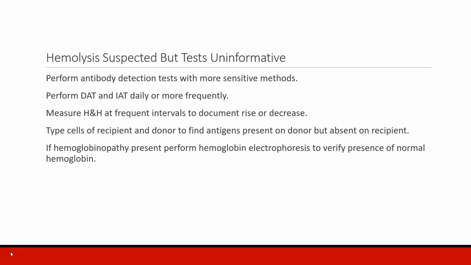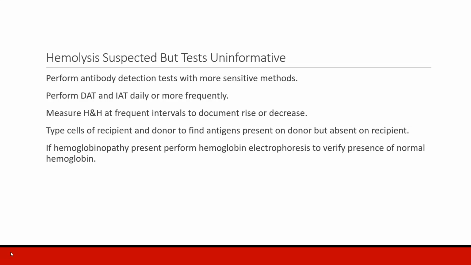You want to type the cells of the recipient and the donor to find antigens that are present on the donor but absent on the recipient. Because maybe something's going on that for some reason we're not detecting the antibody, but there is some type of immune response going on. Now, when you're typing the recipient, you must use the pre-transfusion sample, because otherwise, if you test the post, it's donor blood and patient blood.